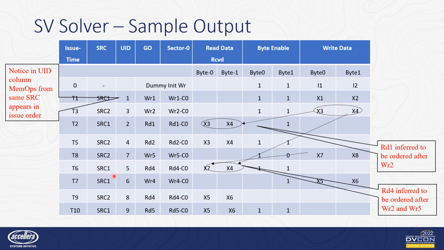You can see that this read 4 got one of the data bytes from the prior write, but the other byte it got from a write that happened much earlier, and that's because there was no write with byte 1 enabled between this write and this read.